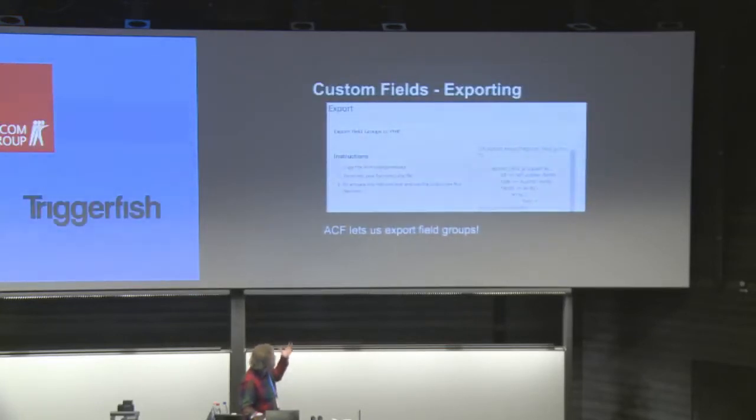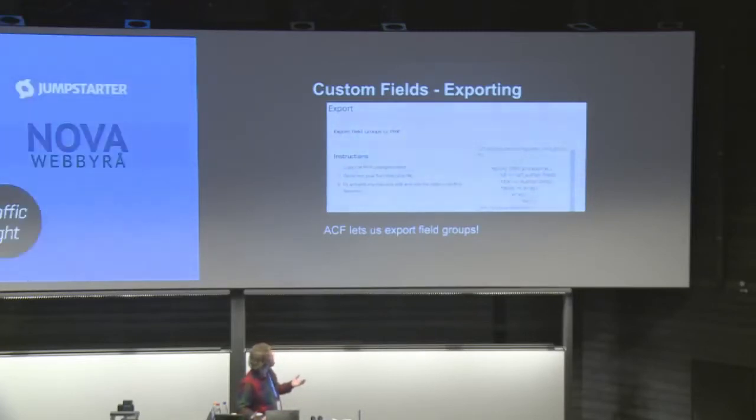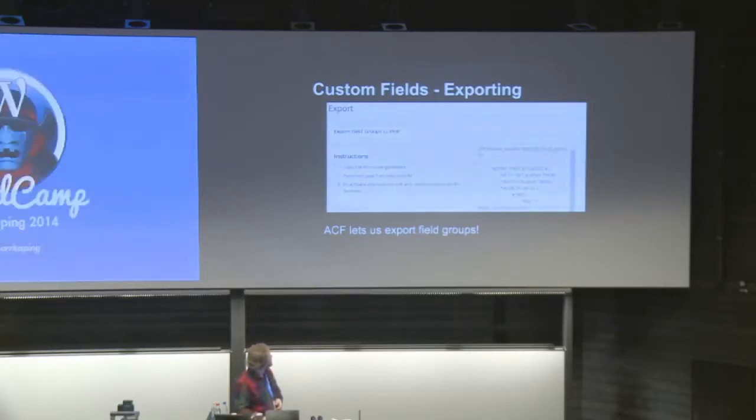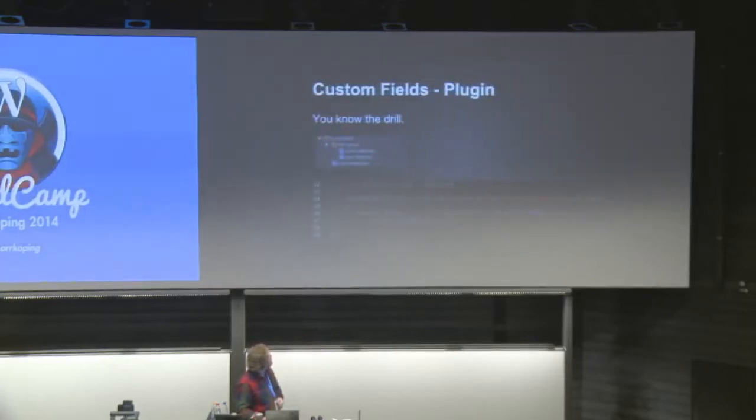And Advanced Custom Fields lets us export stuff into PHP code, which is great. Again, it tells you to put the code in your functions.php file of your theme, and we don't want to do that, because we don't want to keep stuff like this in our theme. So we need to make a new plugin. And this plugin is very similar to the old one.